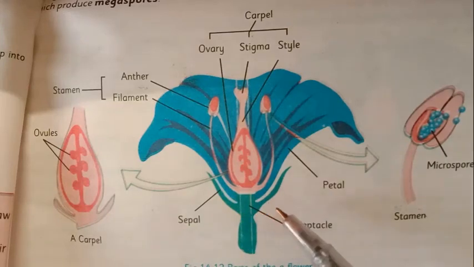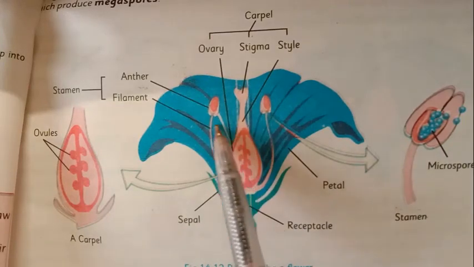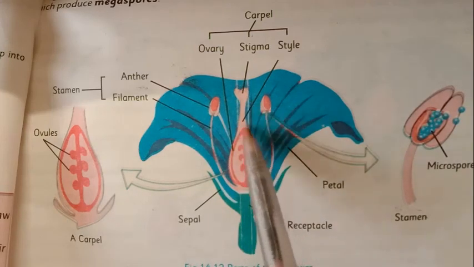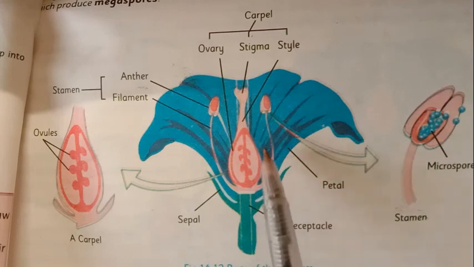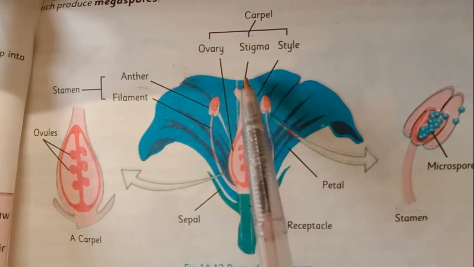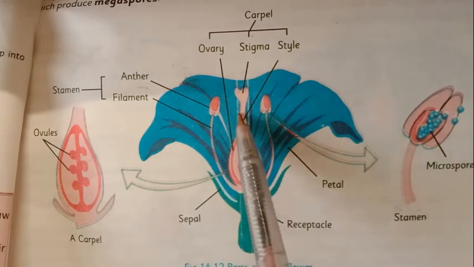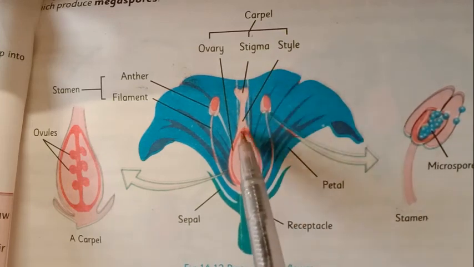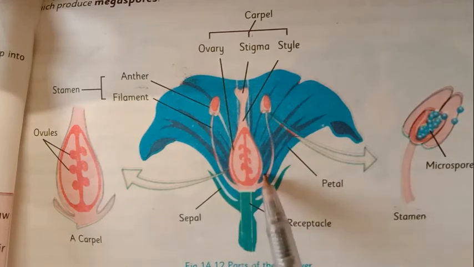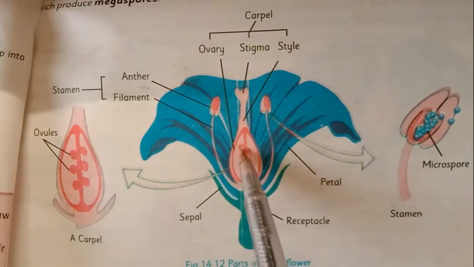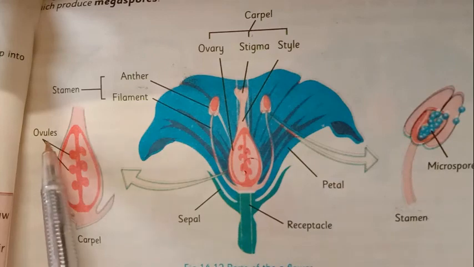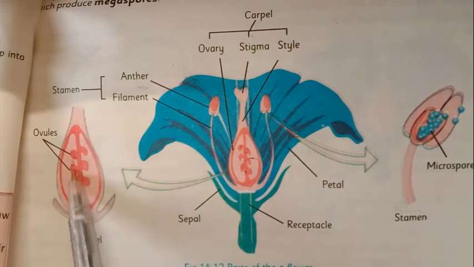This is the structure of the flower, and the flower consists of these parts. The female organ is called carpel. Carpel consists of three parts. The upper disc-like part is called stigma. A neck-like portion below the stigma is called the style, and the oval-shaped bottom part is called the ovary. Ovules are produced in the ovary. This is the whole structure of the carpel, and ovules are produced inside the ovary.